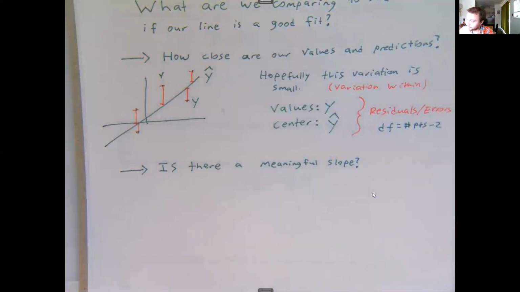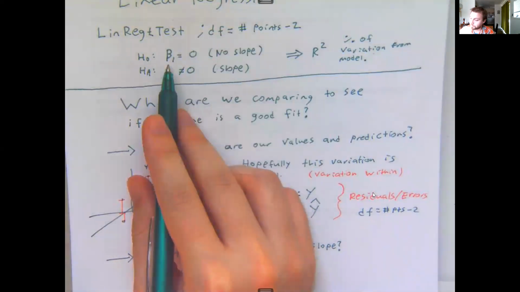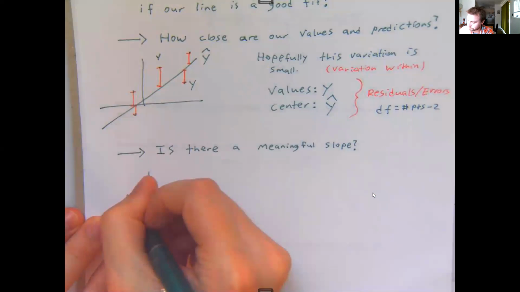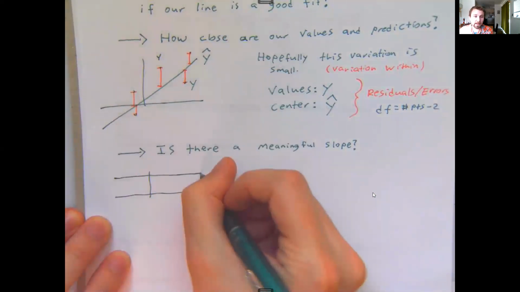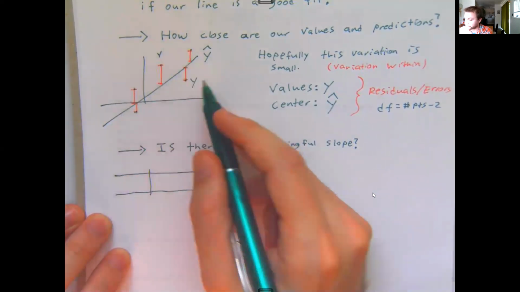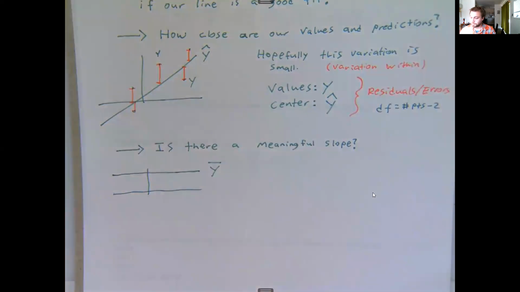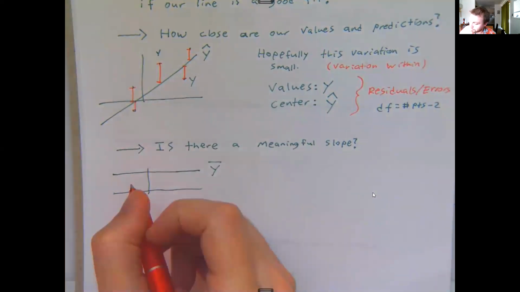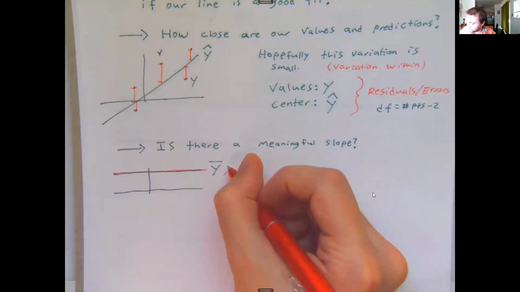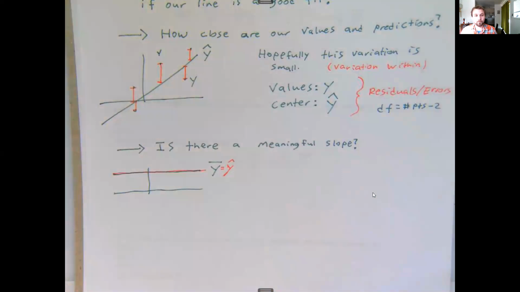So having small errors would be great, but again, the other part of this is I want to make sure that there's slope. So the null hypothesis for this test, beta 1 equals 0, saying no slope, would look like this. It would just be flat. And this flat line in particular would be in the middle of all of these previous y values. So this flat line would just be the average of our y's. So if our linear regression line is equal to the average of our y values, well, then there's no meaningful slope there.